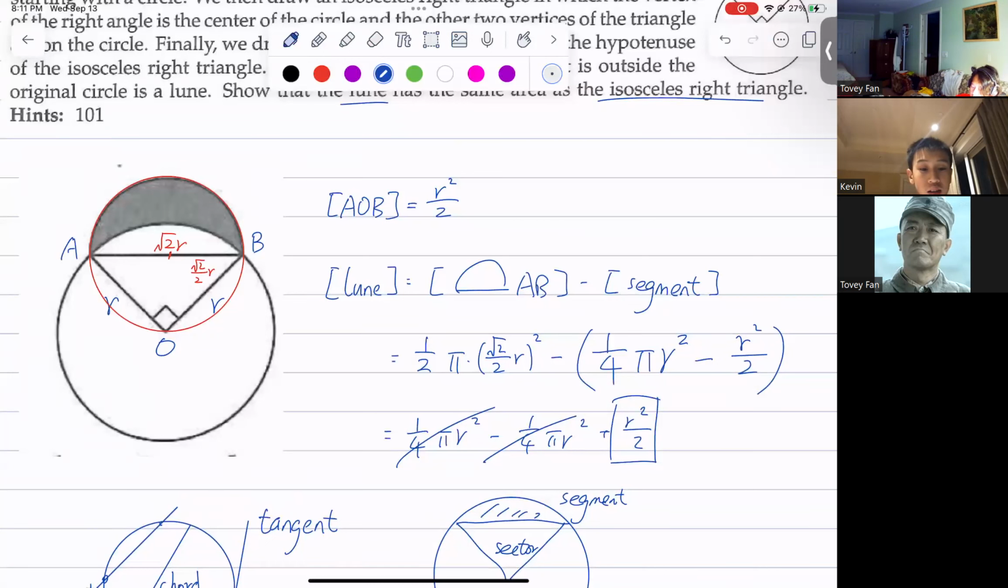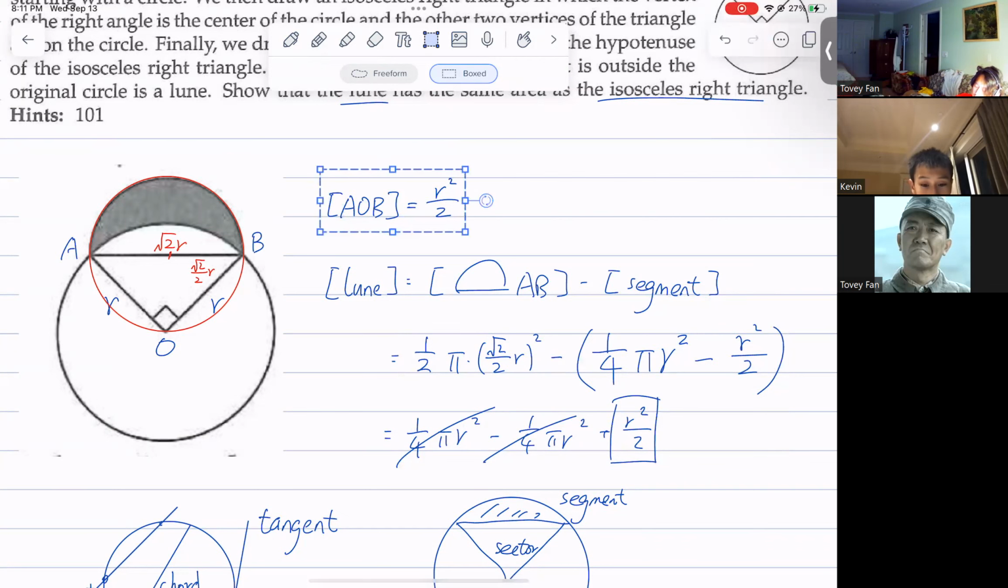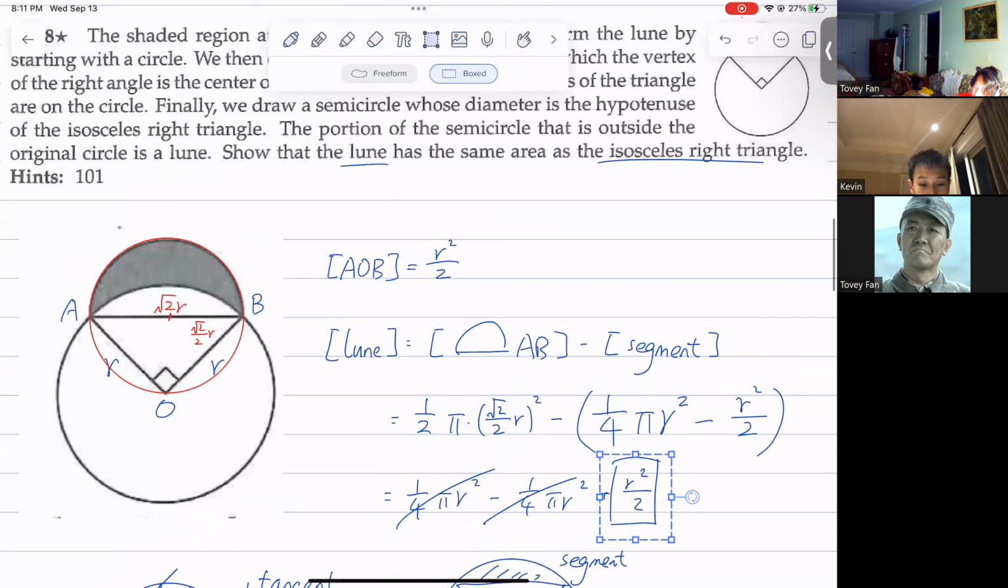Does it make sense? Yes. And the triangle is also r squared over 2, so they're equal. That's done. We have shown that the lune has the same area as the right triangle.